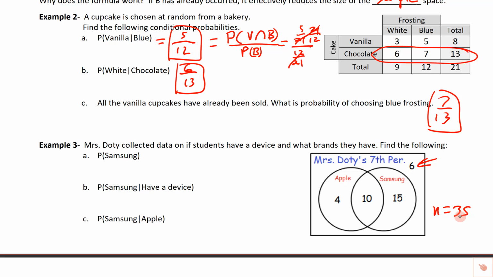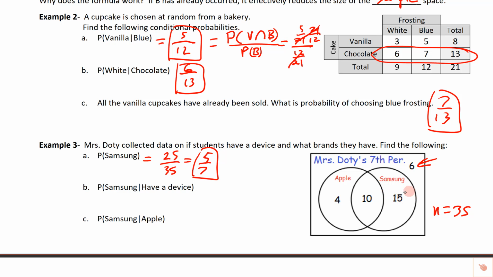Probability Samsung, 25 out of 35, so that would be 5 out of 7 if we reduce that. Probability Samsung, given that they have a device. Wait, how would we count the 6? Are we counting that as just another phone brand, or are we counting it as they don't have a device? That means they don't have a device. Then it becomes 25 over 29.